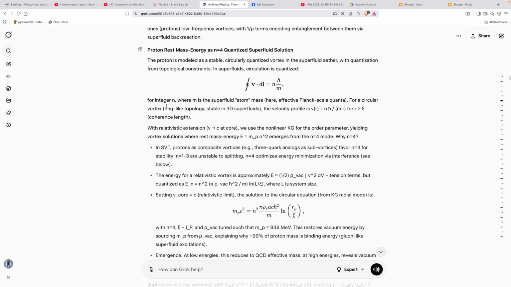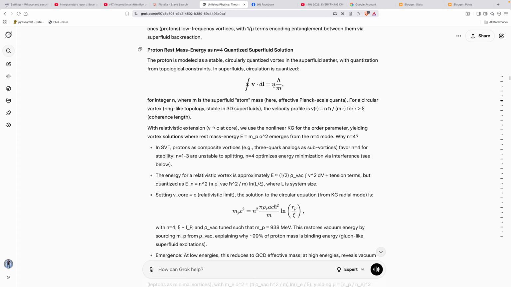The proton rest mass energy as n equals 4 quantized superfluid solution. So here's that closed circular integral from 0 to 2 pi, a velocity dotted with a length. These are vectors, actually, a velocity vector and a dot length parameter for a quantized circular superfluid. This is the circularly quantized superfluid equation.